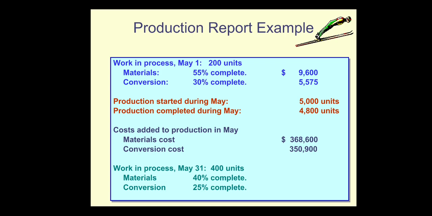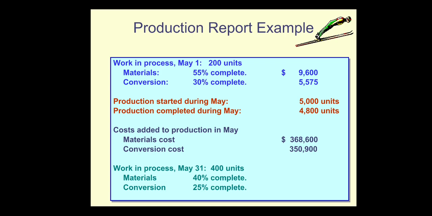And then cost added during the May is material cost 368,600, conversion cost 350,900. And at the end of May also there are work in process inventories. The physical unit is 400 units. In terms of material, it is 40% complete. In terms of conversion cost, it is 25% complete.